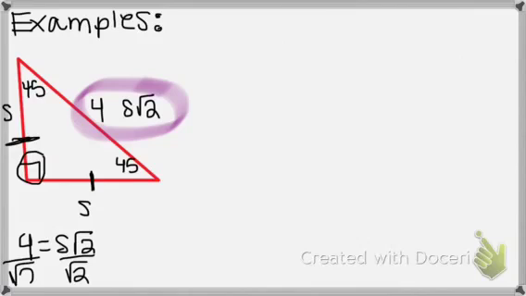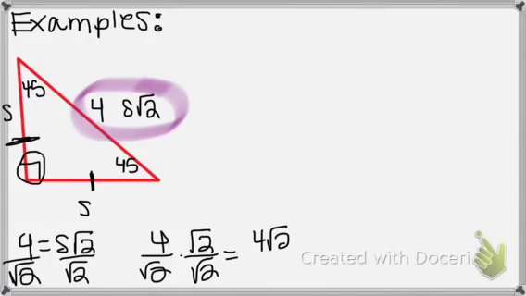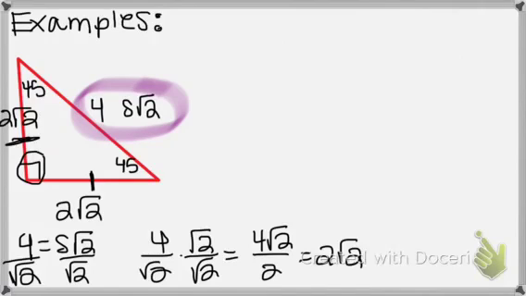So we divide both sides by the square root of 2. And again, we need to rationalize. So we're going to end up with 4 square root of 2 over 2, which simplifies to 2 square root of 2. Okay? So that's going from the hypotenuse to finding the sides of the triangle. And obviously, both sides are equal to 2 square root of 2. Not just one side, but both sides. So 45, 45, 90 are a little bit easier.